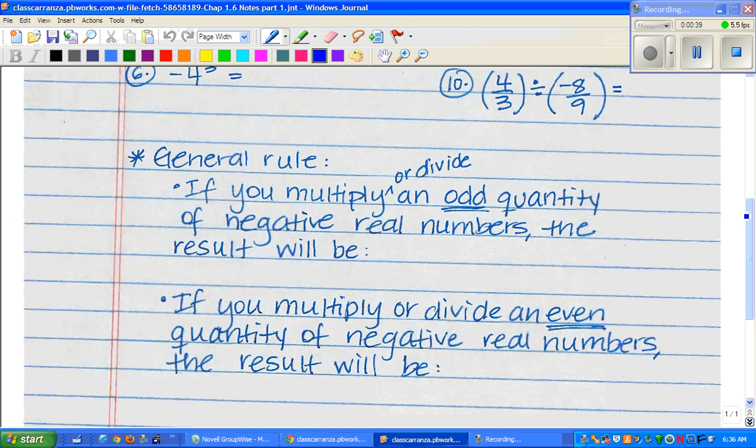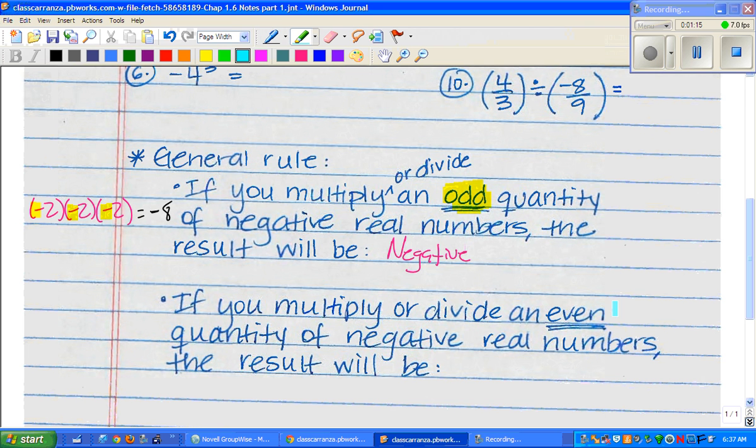Now, it says the general rule: if you multiply or divide an odd quantity of negative real numbers, the result will be negative. So what that means is if you have -2 times -2 times -2, you have 1, 2, 3 negatives. That means your answer is going to be negative, and that would be -8.